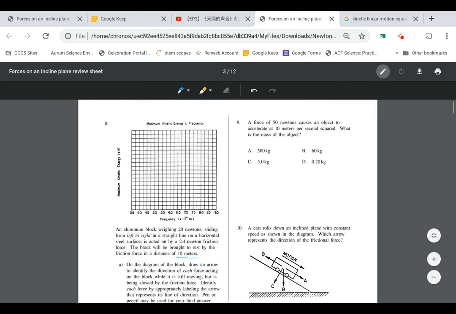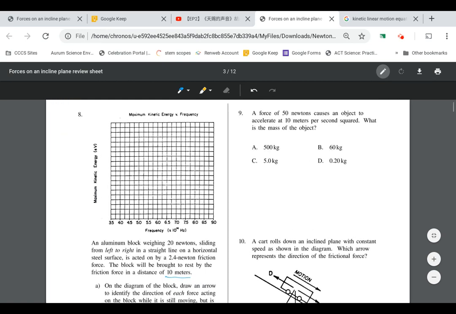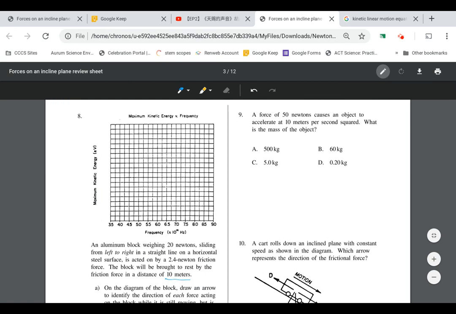Okay, number 9. A force of 50 newtons causes an object to accelerate at 10 meters per second squared. So F equals 50 newtons, causing an object to accelerate at 10 meters per second squared. What is the mass? m equals F divided by a, 50 newtons divided by 10 meters per second squared is 5 kilograms. So it's C.